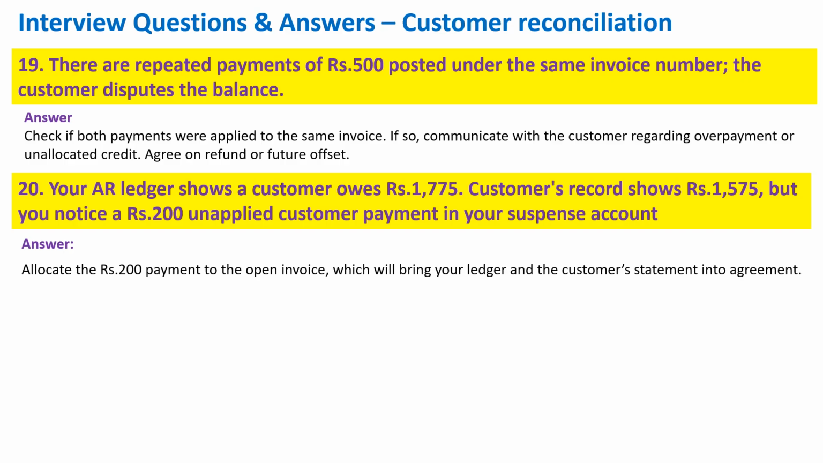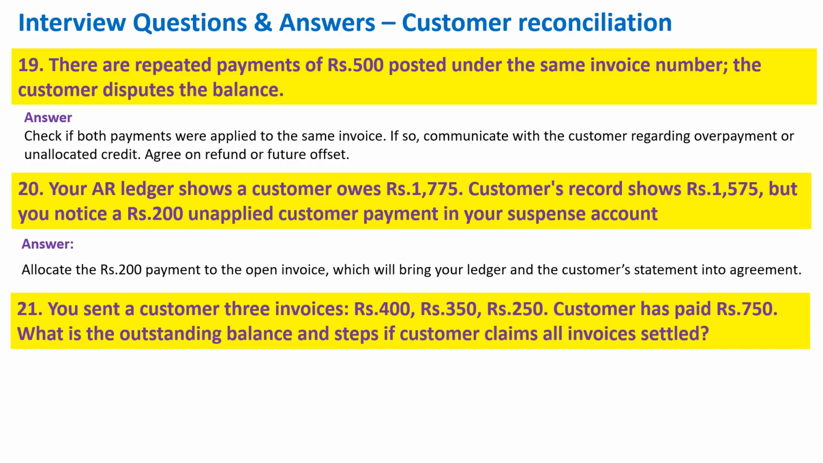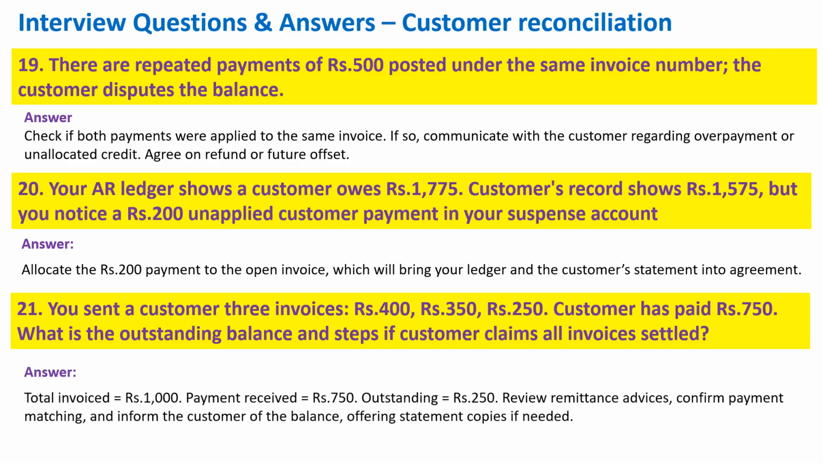Question number 21. You send a customer three invoices, rupees 400, 350, 250. Customer has paid rupees 750. What is the outstanding balance and steps if the customer claims all invoices settled? Total invoice is rupees 1,000. Payment received is 750. Outstanding is 250. Review remittance advices, confirm payment matching, and inform the customer of the balance, offering statement copies if needed.